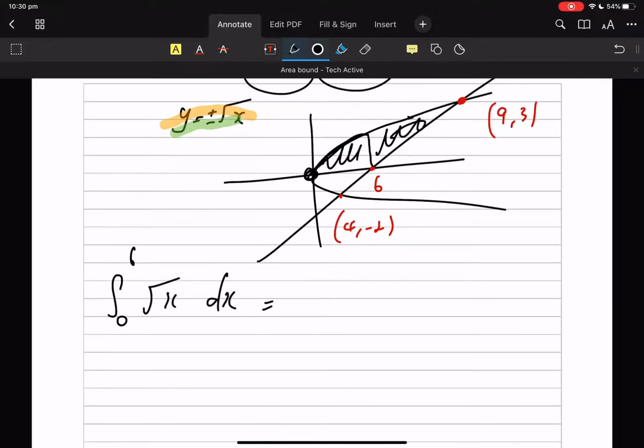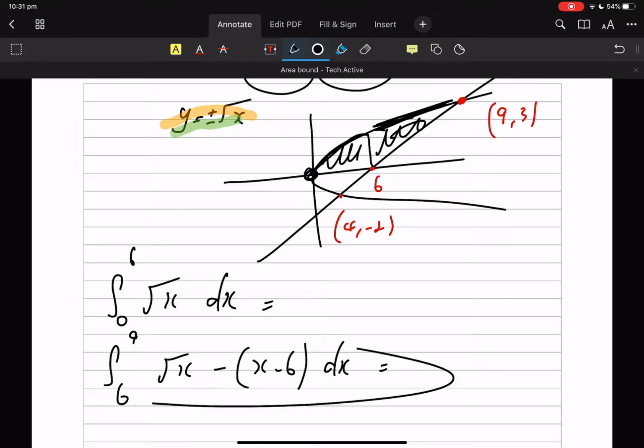And this bit here is going to be the integral from 6 to 9. The function on top is going to be root x, and the function underneath is x minus 6. We're doing it in our calculator, so just put it in like that and get a number. We're getting numbers here, and we're just going to add the numbers together.